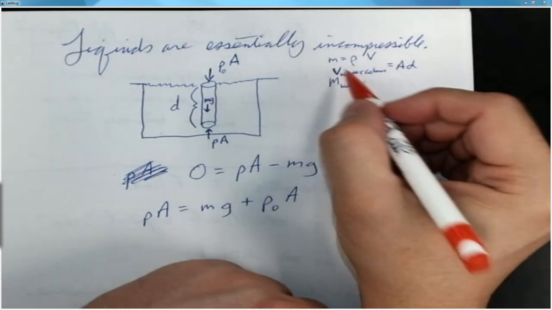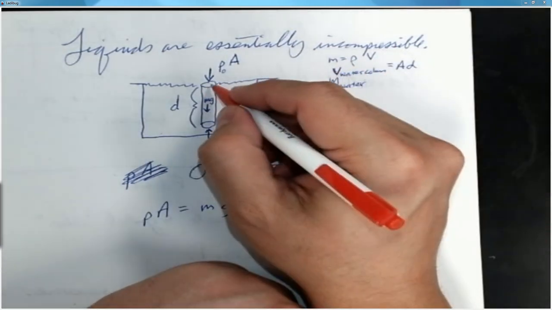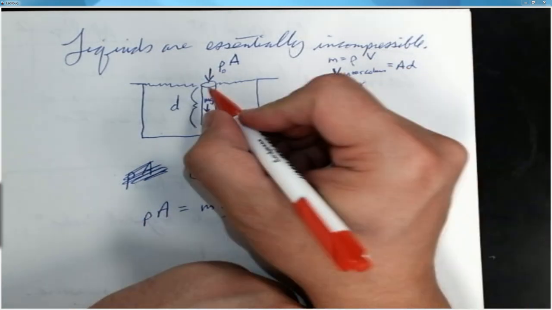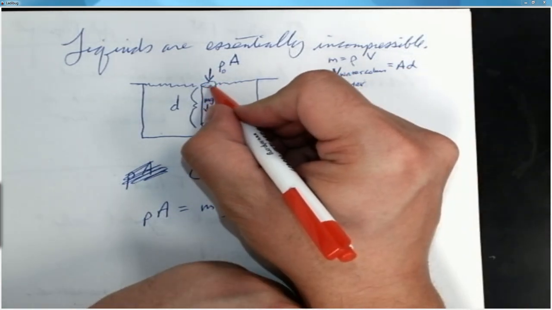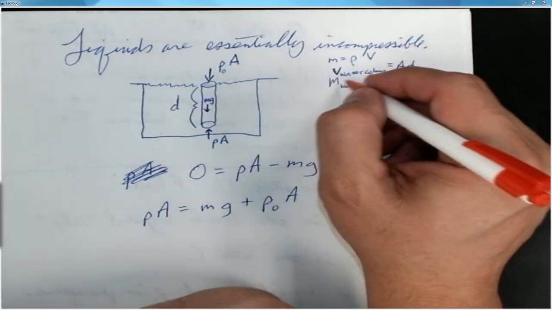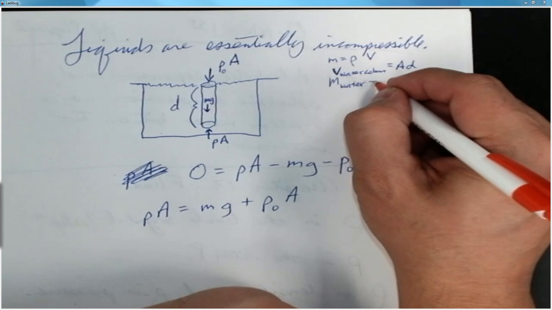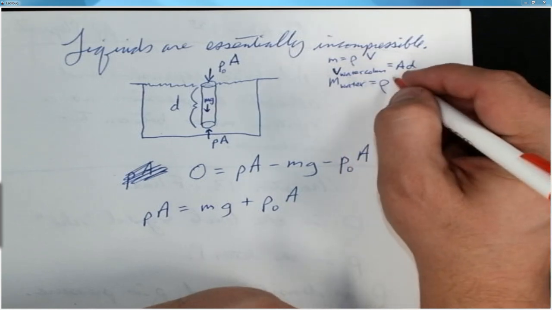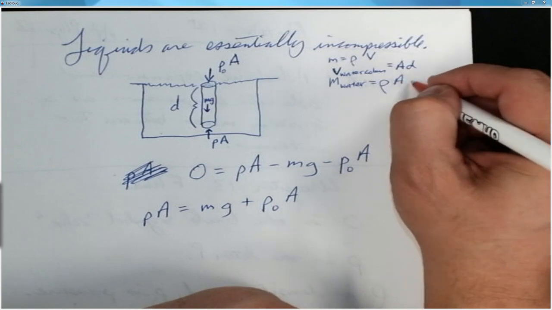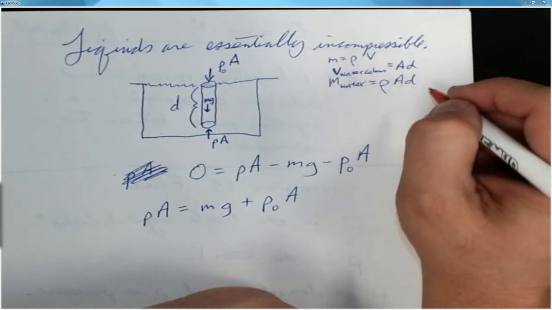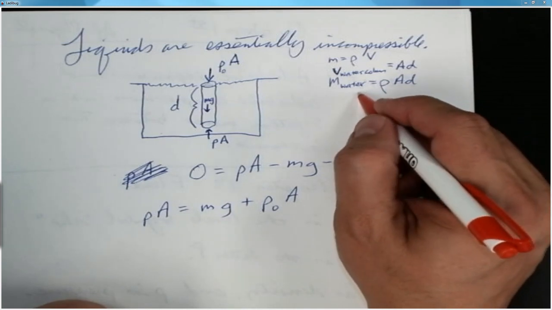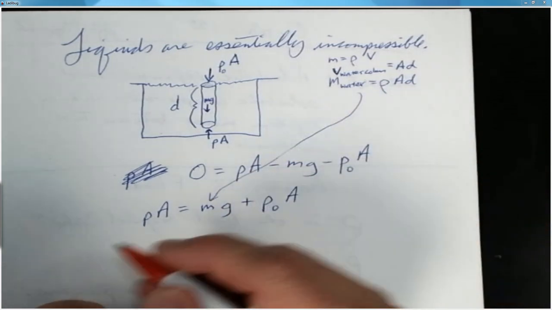So it should make sense to you that the volume of water in this cylinder should be the cross-sectional area up here at the top multiplied by the distance down to the bottom. That means the mass of my water must be equal to the density of water times the volume, which is rho A D. Oh my goodness, that makes life so much easier because then I can take that and plug it in there.